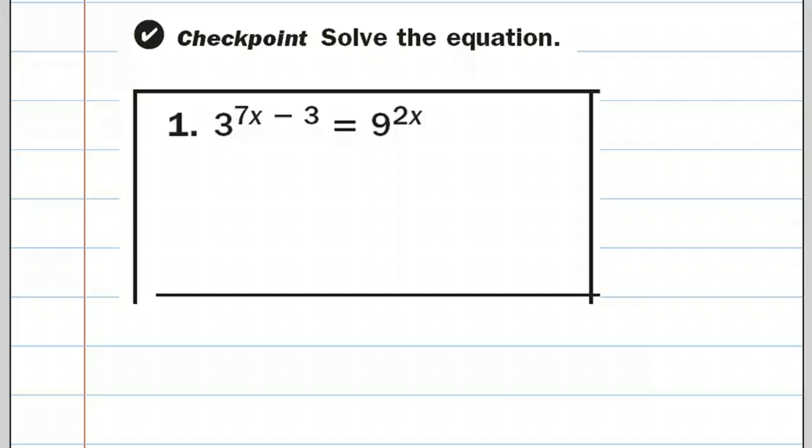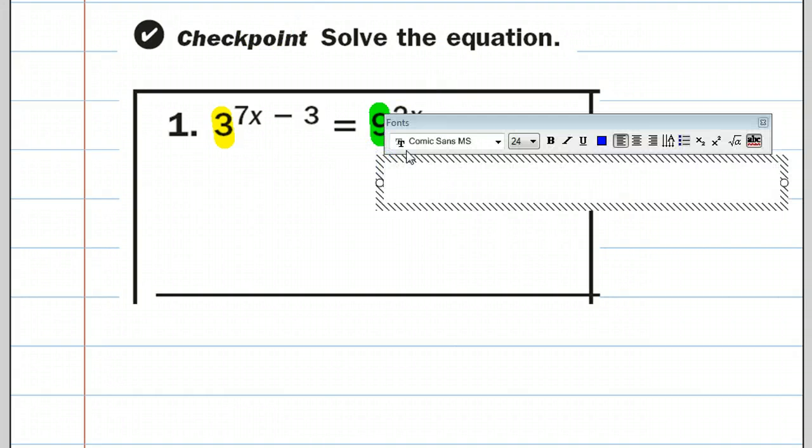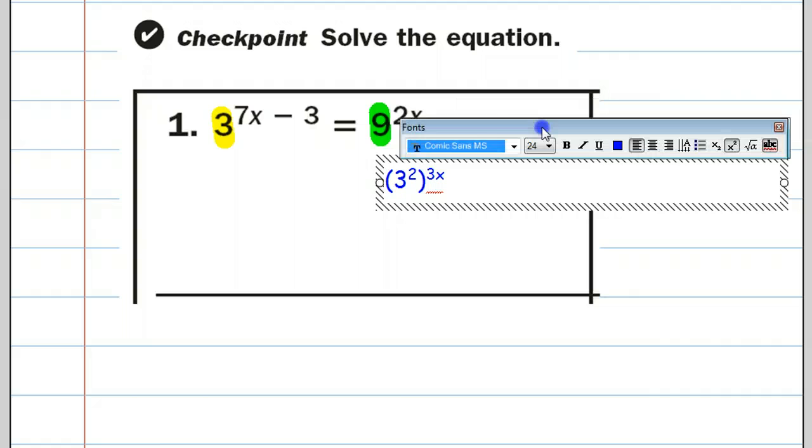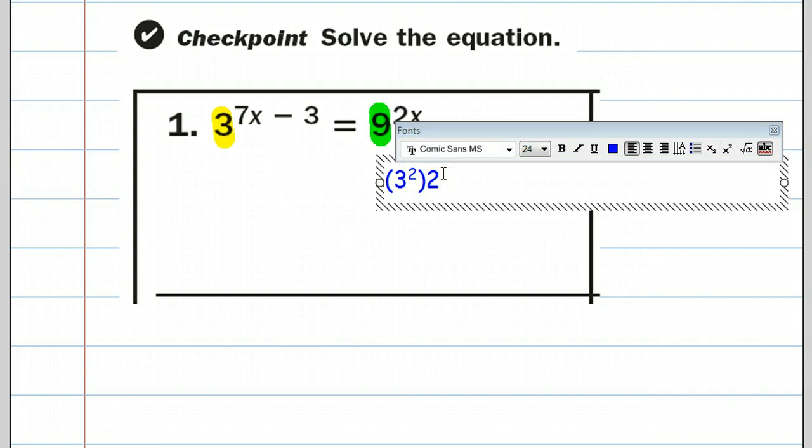Okay, so here we have 3 to the 7x minus 3 is equal to 9 to the 2x. And as you can see, the bases are not the same, so we cannot do anything with this until we get the bases to be the same. So what's the relationship? Well, 3 is not a power of anything, but 9 is the same thing as 3 squared. So I'm going to replace 9 with 3 squared. And then I'm just going to be left with, I think, is that 3x? Yeah. Oops, sorry. Typo. 2x.